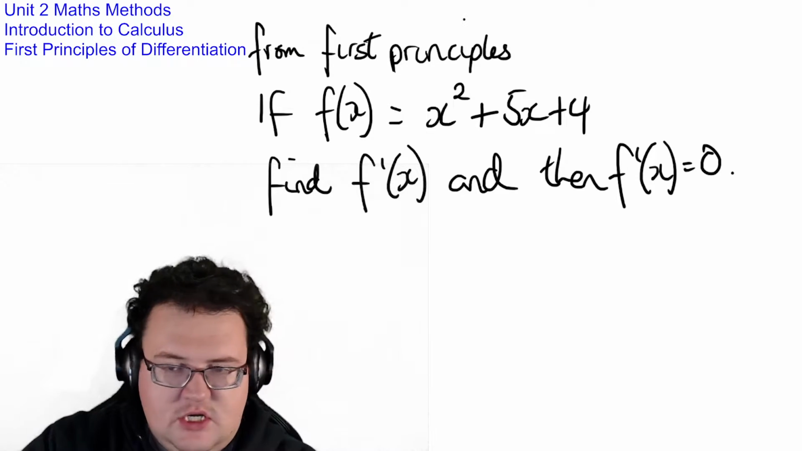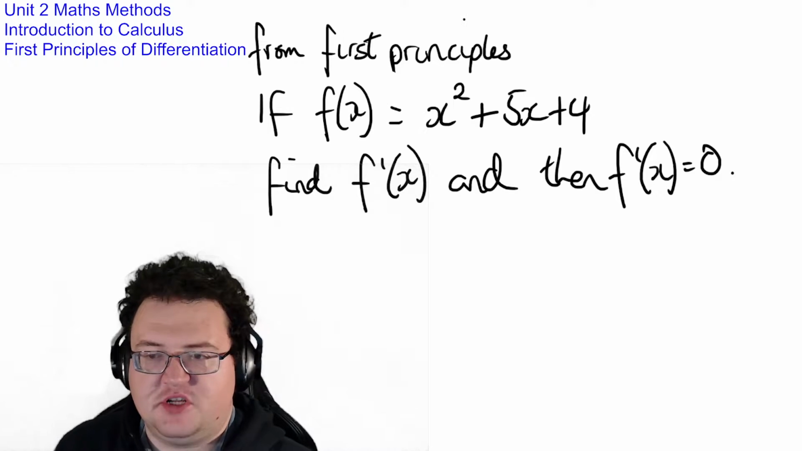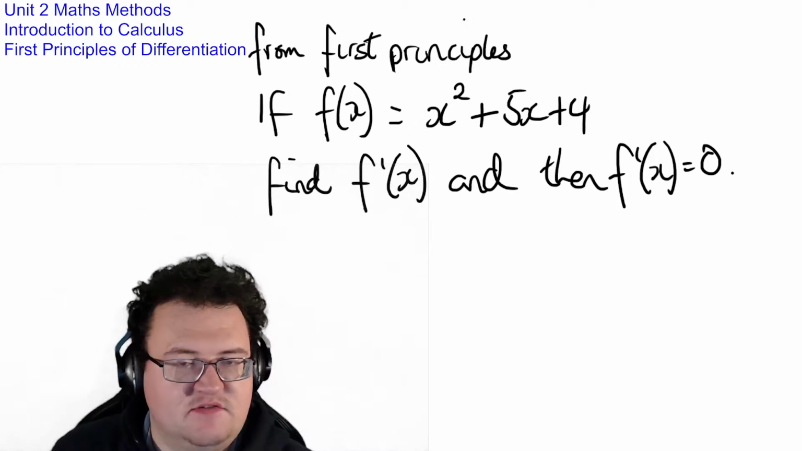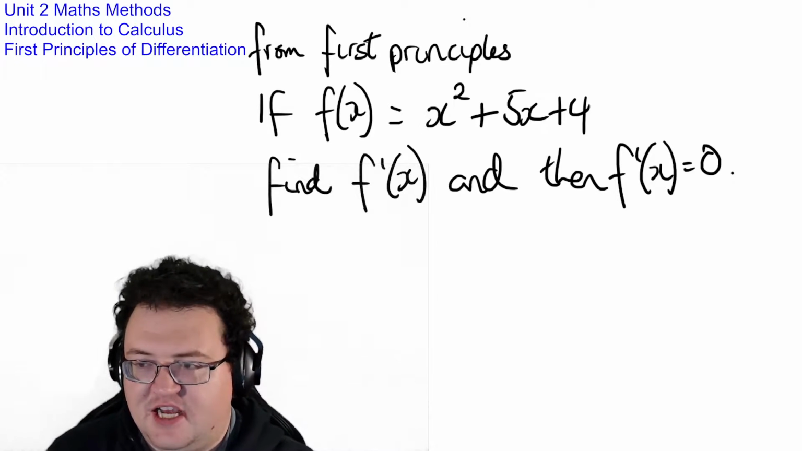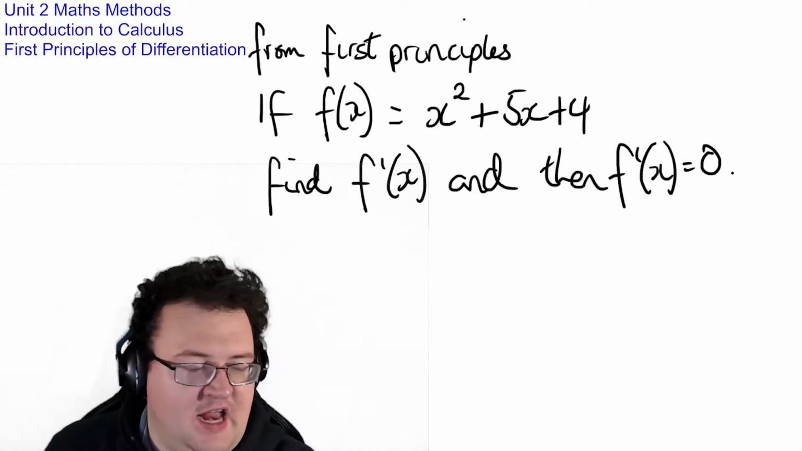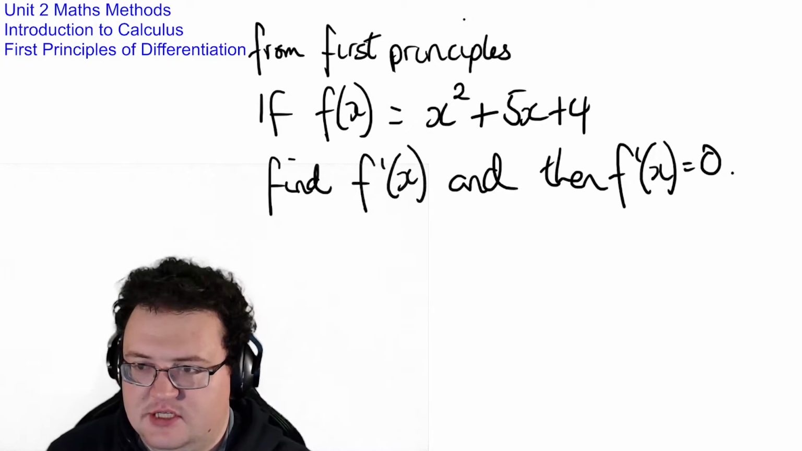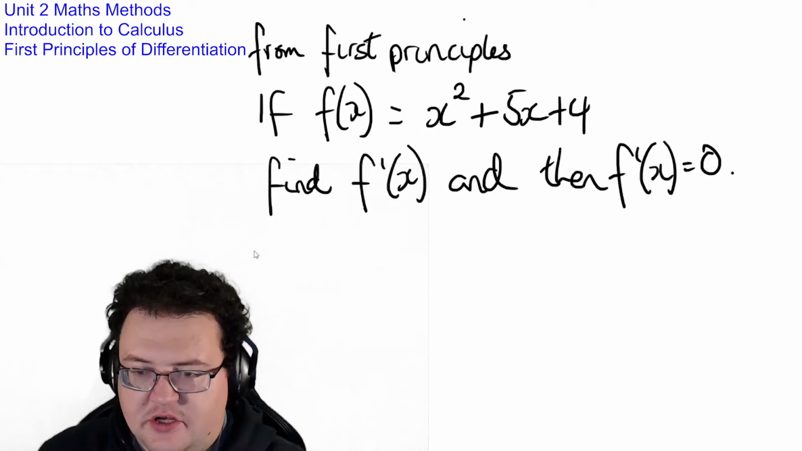Good afternoon. Time for another worked example from first principles. If f of x is x squared plus 5x plus 4, find f dash x and then f dash x equals 0. So first things first.